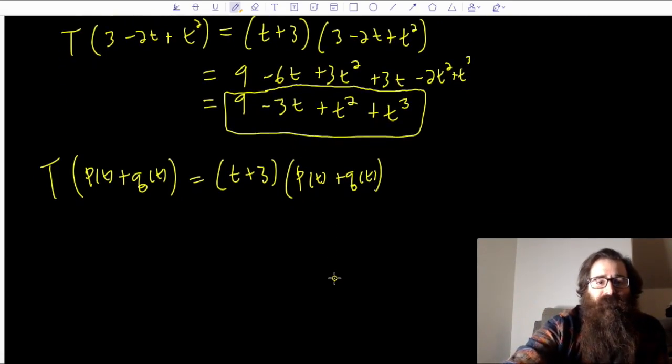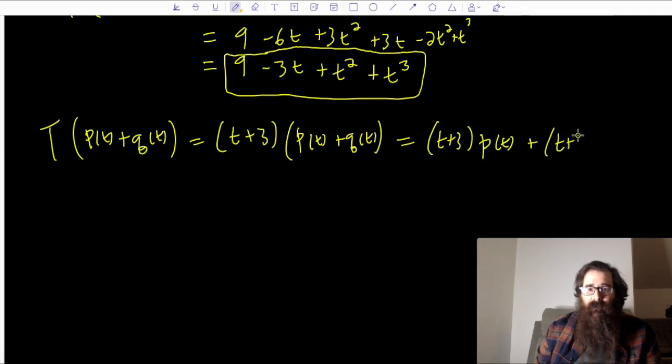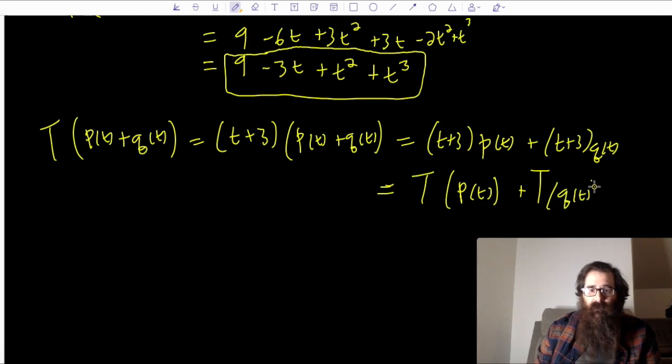If I leave these as separate polynomials combined via addition, think about distributing this. If I distribute, I get t plus 3 times polynomial p at t, plus t plus 3 times polynomial q at t. And what is this by definition? This is the transformation T applied on polynomial p at t, plus the transformation T applied on polynomial q at t. And that shows that first property.